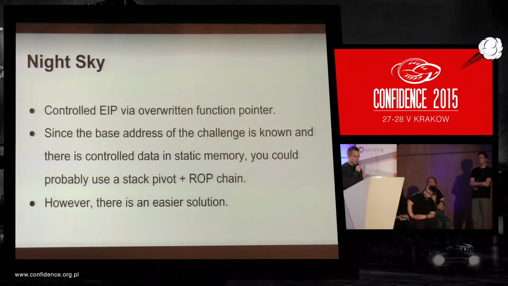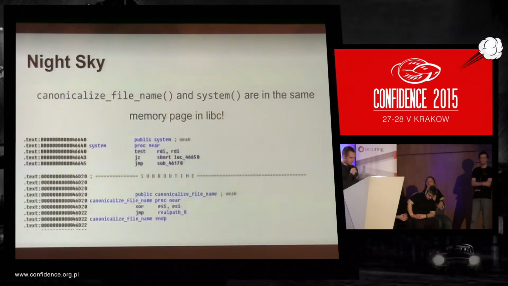And so this means that you had control of the IP via one of the overwritten function pointers. And since you already knew the base address of the challenge, because you had it from the previous information leak, you could probably create a ROP chain or something and solve it this way. Although I'm not sure how many ROP gadgets there were in the binary, because it was pretty small, because it was dynamically linked. But there was also an easier solution.